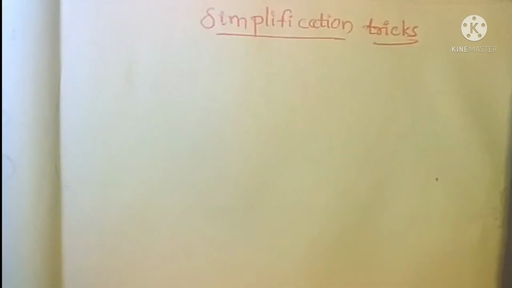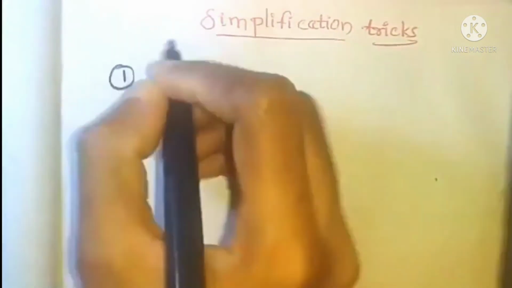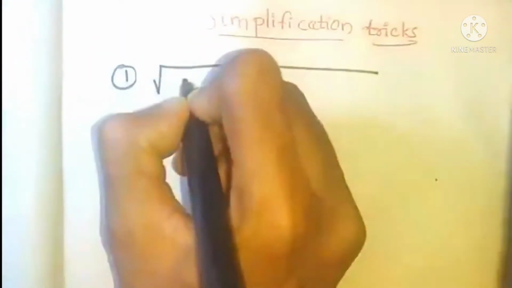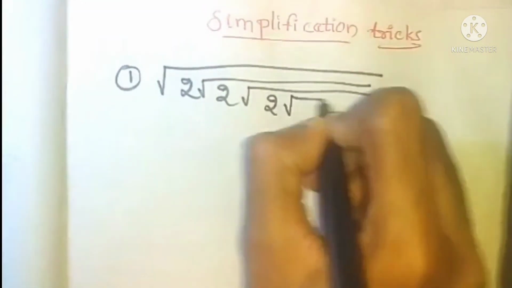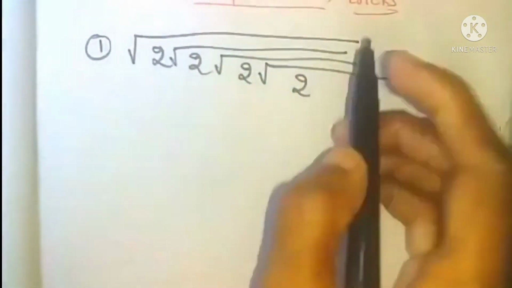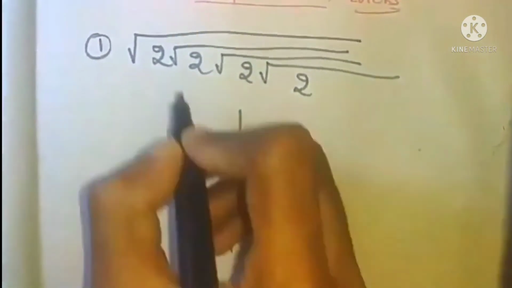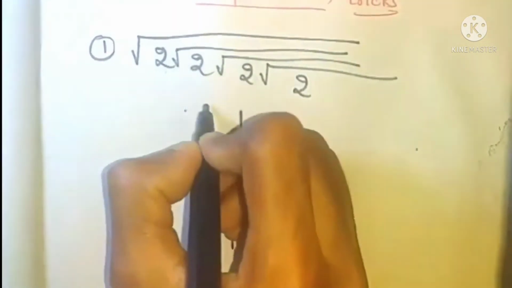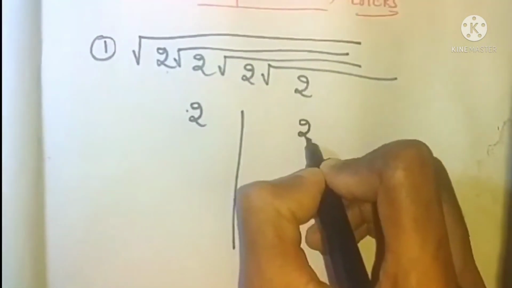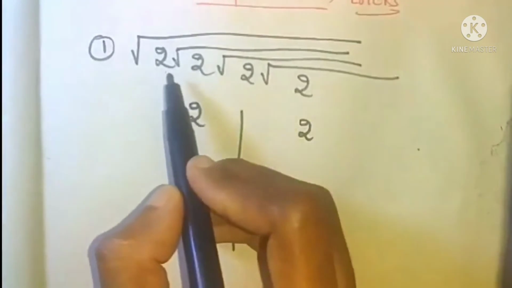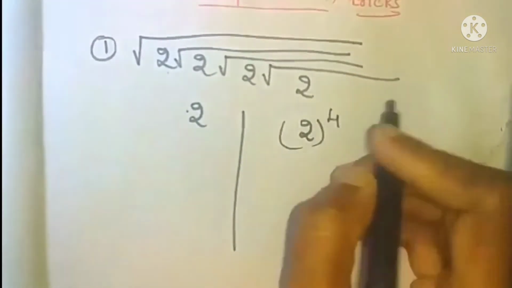In today's session, let us discuss some of the simplification tricks. Our first problem is this: we all know problems like under root 2, under root 2, under root 2, under root 2, which does not end with infinity. Let's see how to solve these kinds of problems. Take the number: what is under root 2? Here it is 2. On the other side, take 2. Now calculate how many 2's there are in this problem: 1, 2, 3, 4. So now 2 to the power of 4.